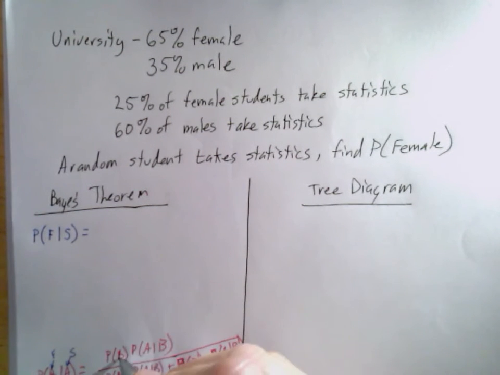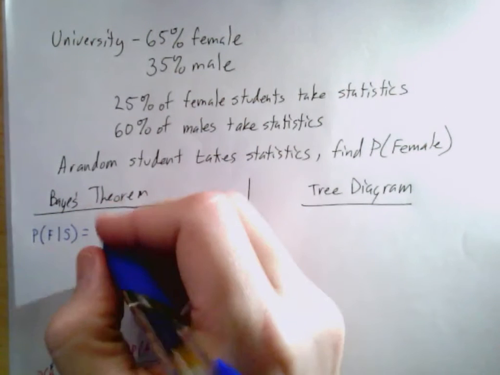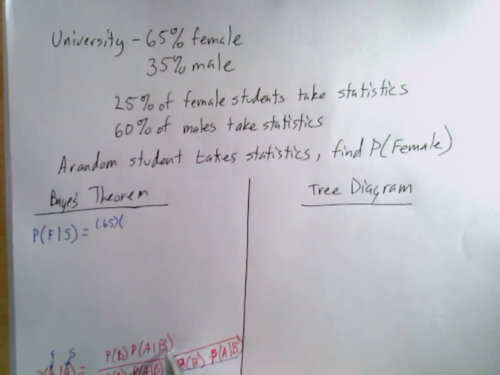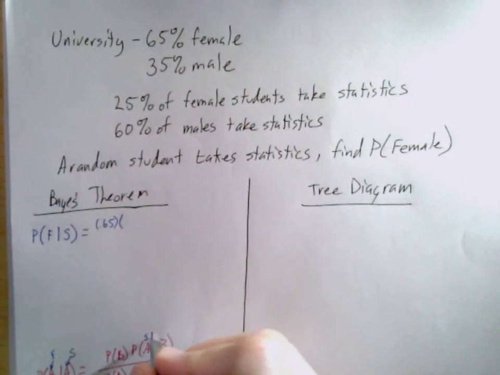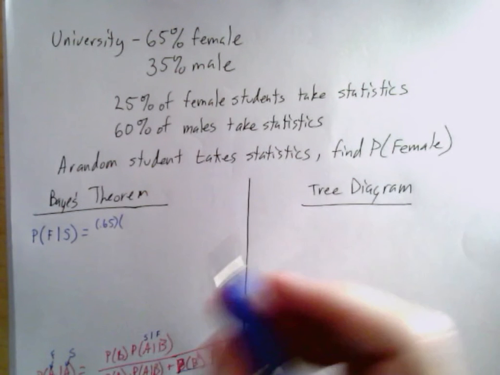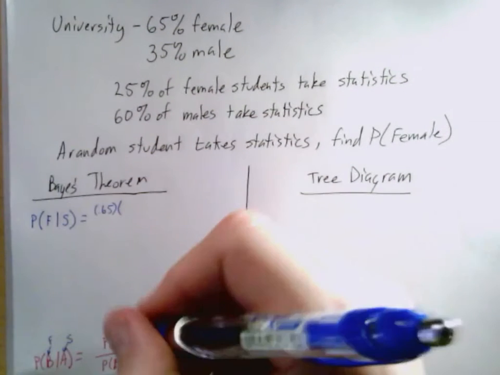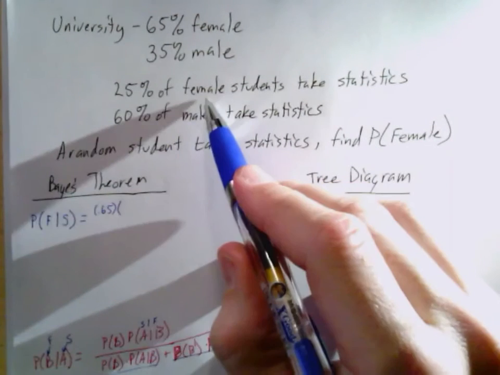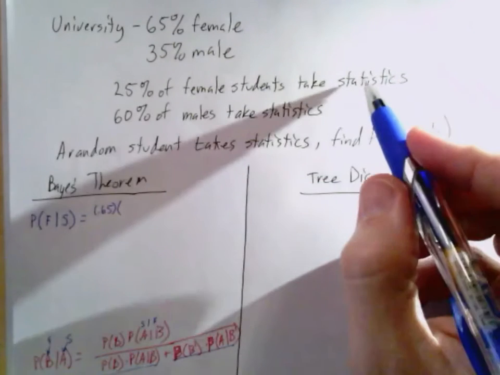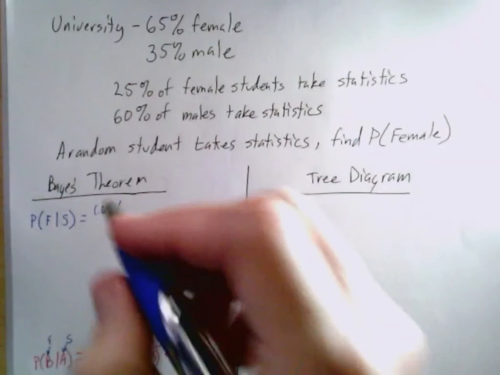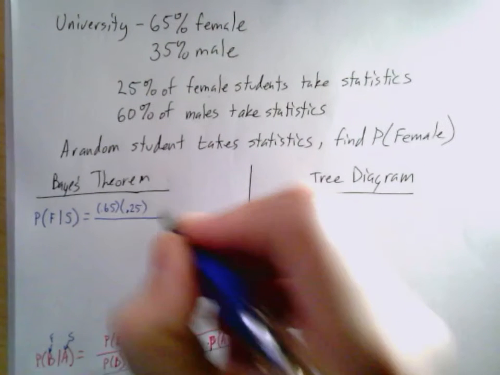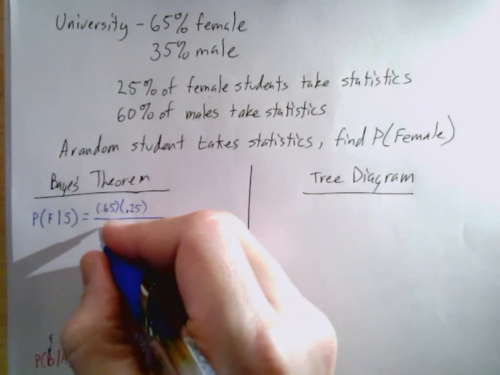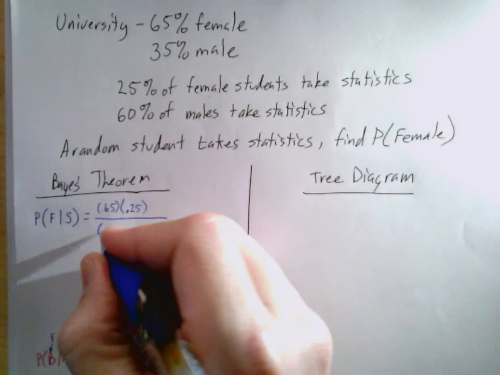So the probability of B, or the probability that they're female, is 65%, so we go 0.65, times the probability of A given B. So that's the probability that they take statistics given that they are female. That's given to us, 25%, so that would be 0.25, all over. Now that right there is just the same thing as what we had on top, so 0.65 times 0.25.